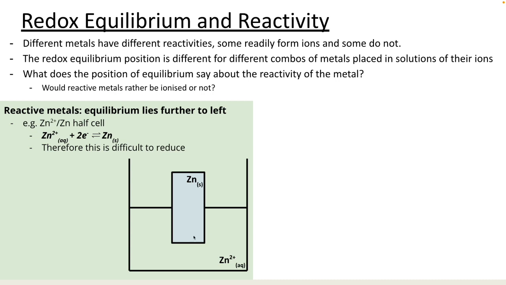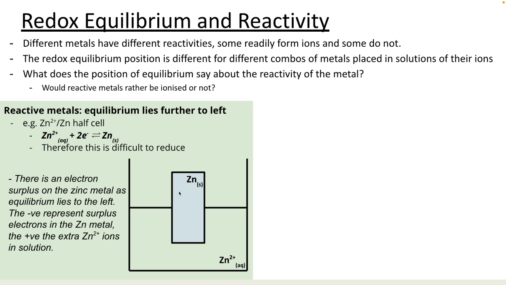So let's think about what that's implying for the electric charge on our electrode here. There is an electron surplus on the zinc metal as equilibrium lies to the left. So as we have more zinc ions in the solution, if equilibrium's on the left, we've got more electrons, which creates a surplus of electrons on the zinc metal. So that's what I've shown here. The negative is representing the surplus electrons in the zinc metal. The positive represents the extra zinc ions in solution. So that's if we've got a reactive metal.